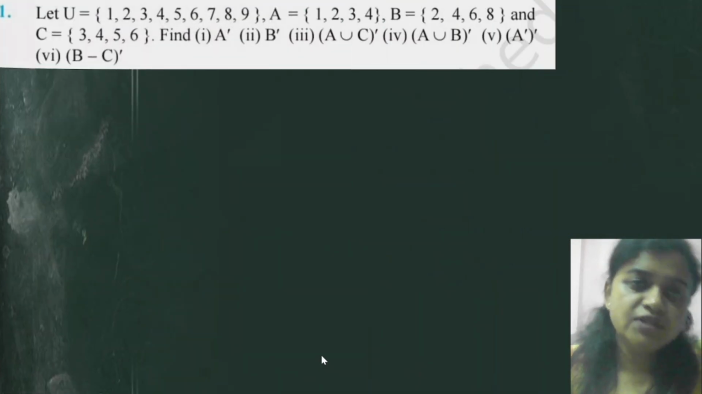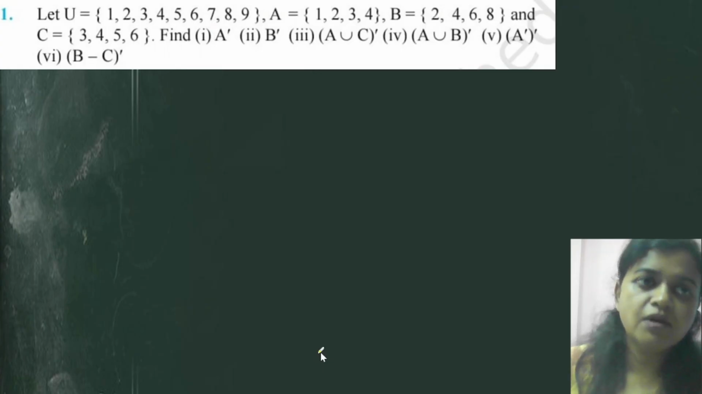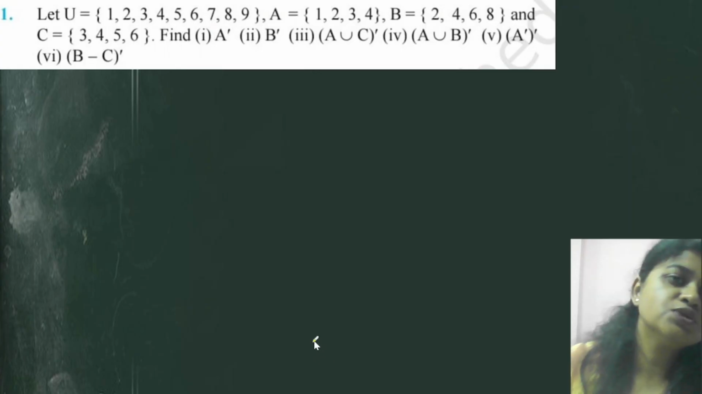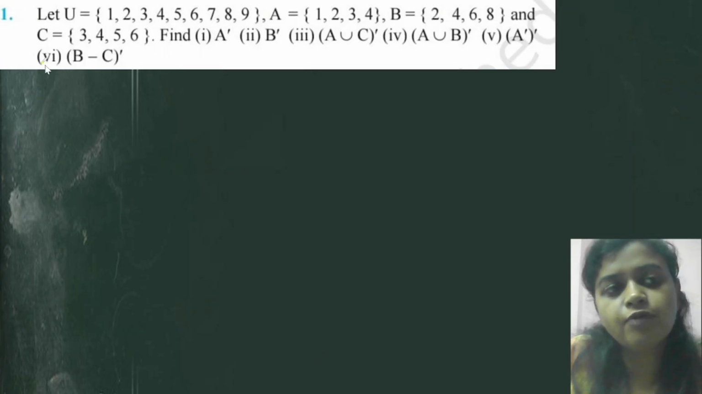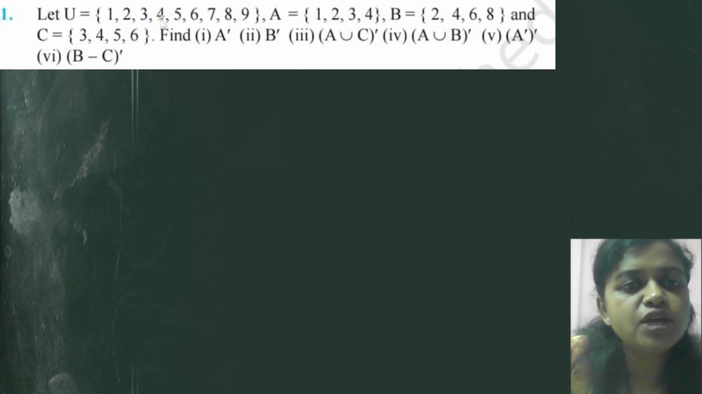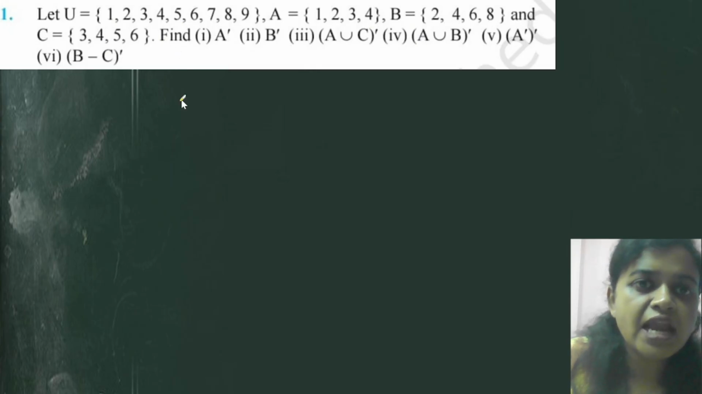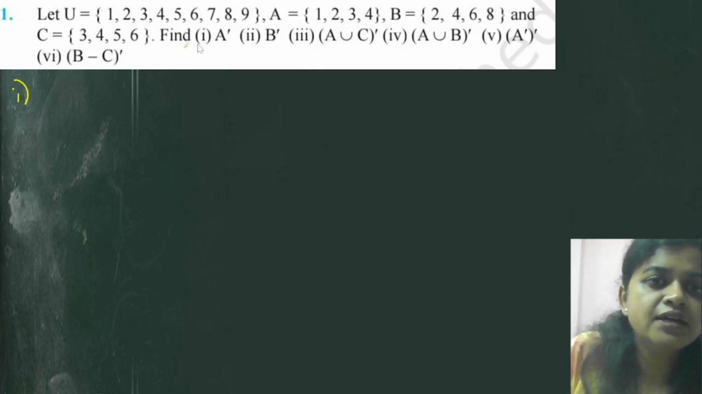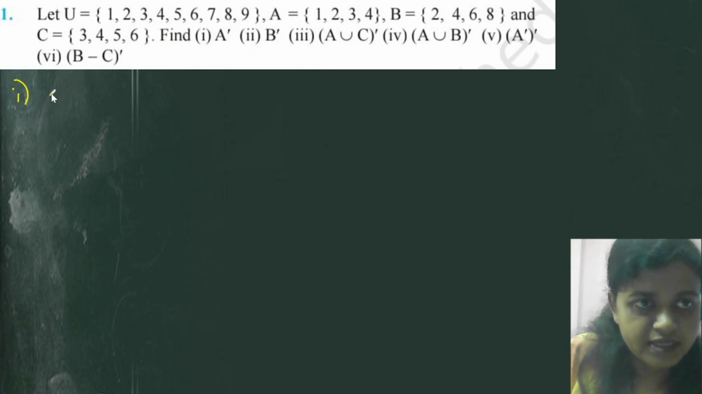Now we'll solve some sums from exercise 1.5. So here this is question number 1. Let U equal 1, 2, 3, 4 up to 9, and A equals the given elements, B equals the given elements, and C equals the given elements. Now you have to find what? Set A complement.